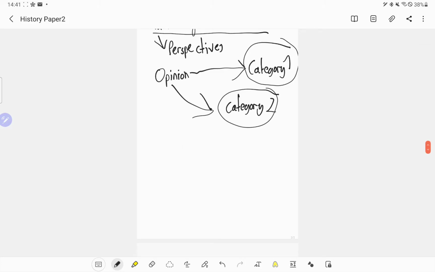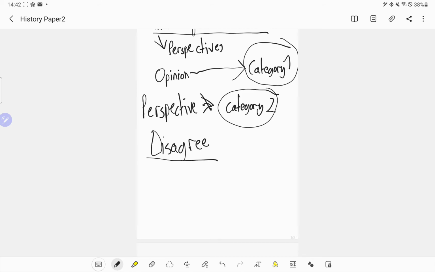Well, this allows you to say, this is the perspective, but I disagree. You can disagree with the perspective. And this allows you to explain in more detail why you think category 1 is more important. So this will enable you to explain better.